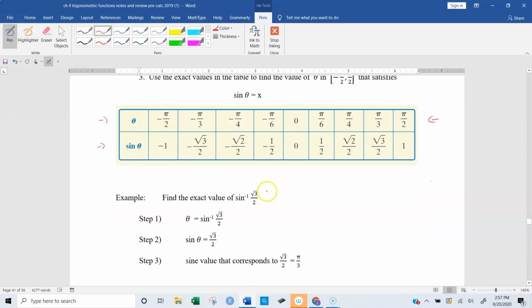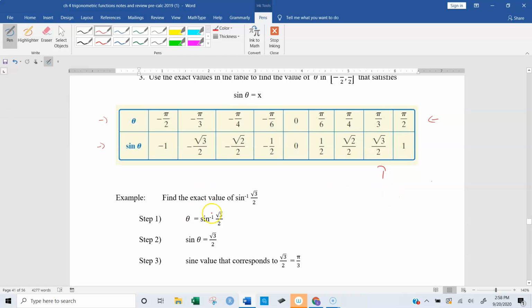I want to find the exact value of the inverse sine of the square root of 3 over 2. So square root of 3 over 2 is what value? Now you're thinking, this is a 30-60-90 triangle. All of those. So now we go square root of 3 over 2. We know from our unit circle that's pi over 3.